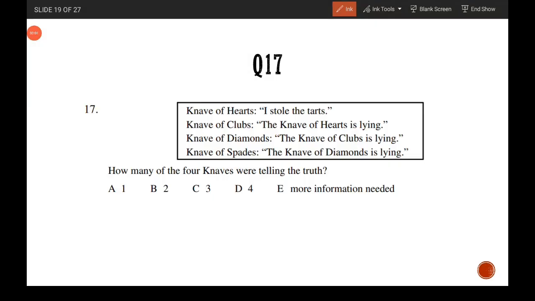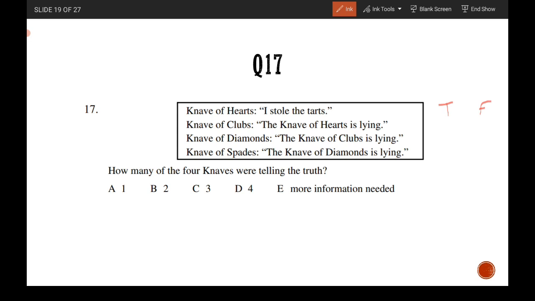This is JMC 2015, question 17. We can see there are 4 statements by the knave of hearts, clubs, diamonds, and spades. The question is, how many of the 4 knaves were telling the truth? So really we just need to consider the possible cases here. The knave of hearts says, I stole the tarts. He's either telling the truth or he is lying. Knave of clubs says, the knave of hearts is lying.